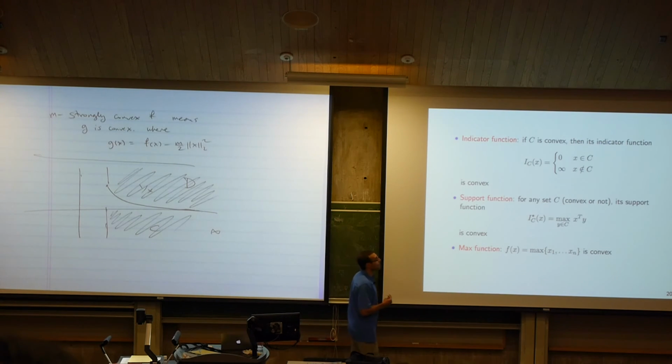Check the definition. Go back to the definition. I think you'll see that the key is the domain. Look at the domain of that function, right? Then you'll see that the domain is in fact C and has that property for all points in the set C.